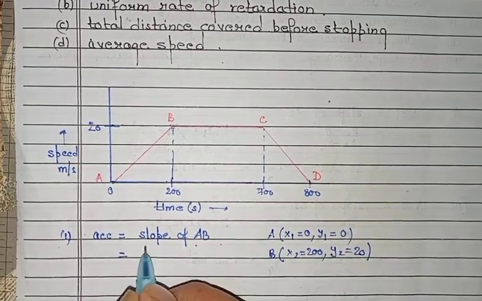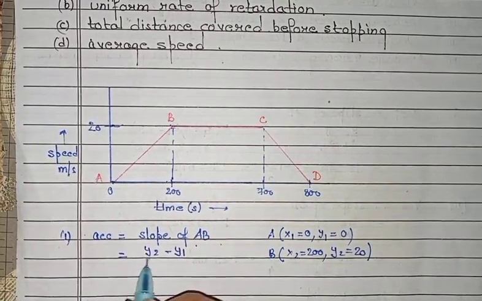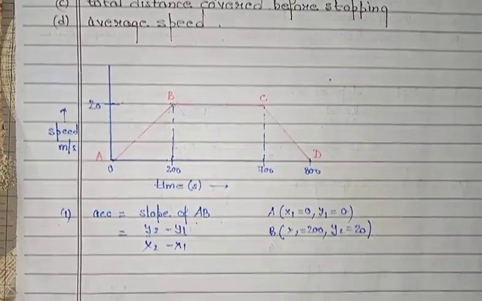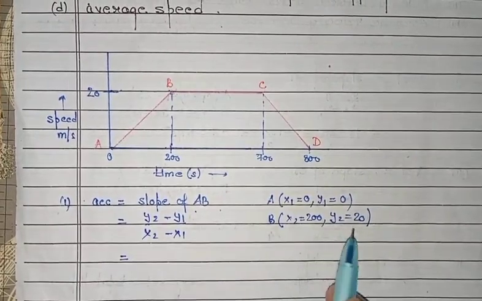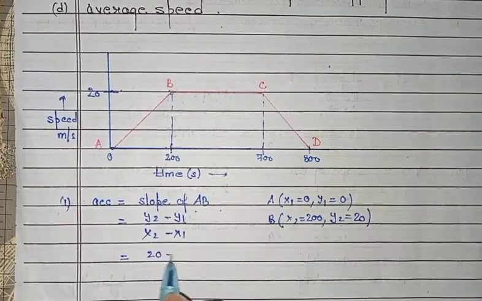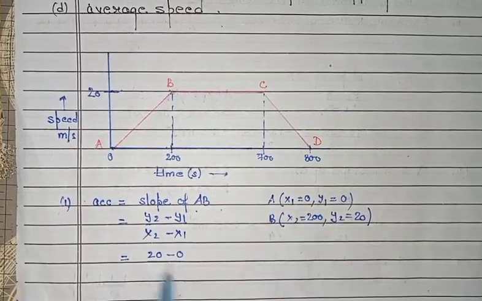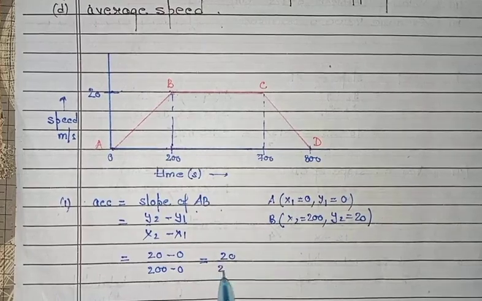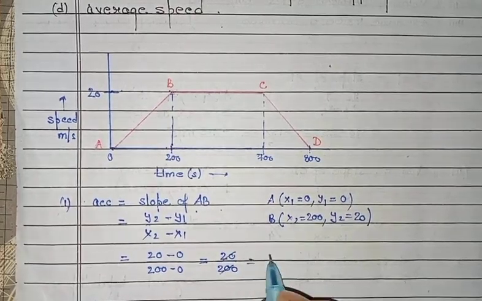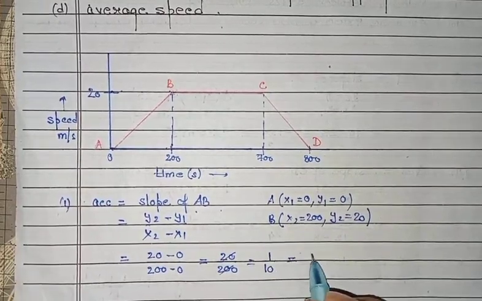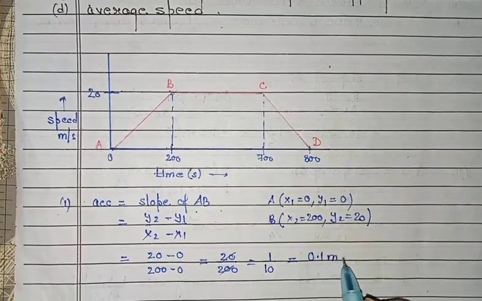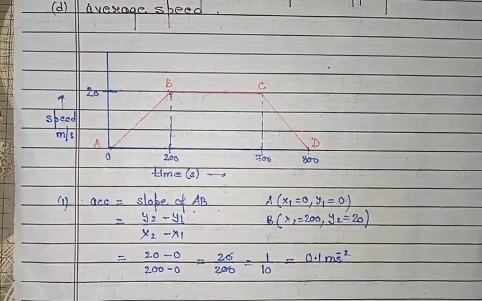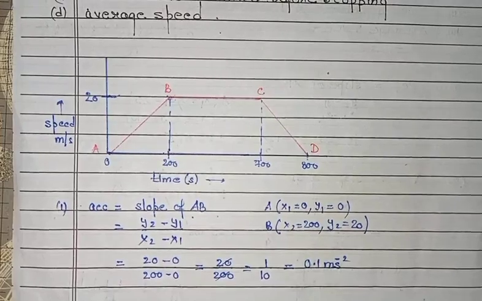So you can get the acceleration by getting the slope. Formula for slope is, okay, let's substitute the values here. y2 minus y1, so 20 minus 0, x2 minus x1, 200 minus 0. So it's 20 upon 200, it's 1 upon 10, that is 0.1 meter per second square. That's the answer for the first part, where you were asked to calculate the acceleration.